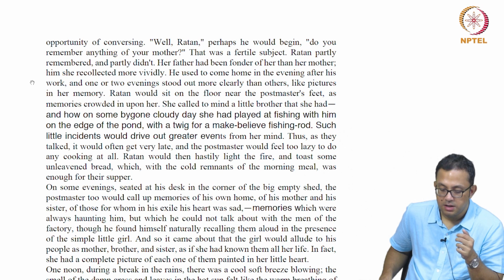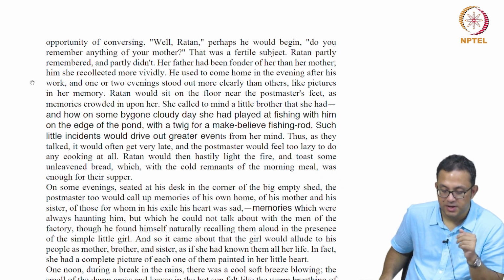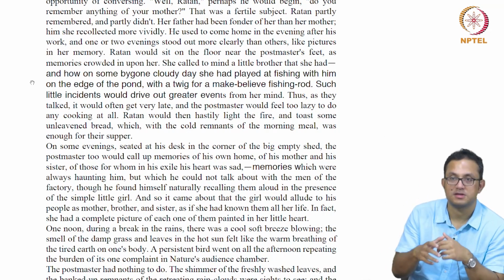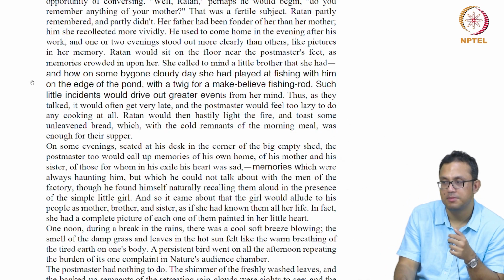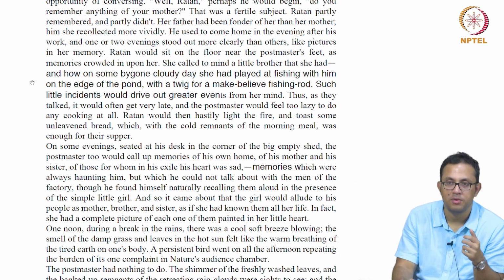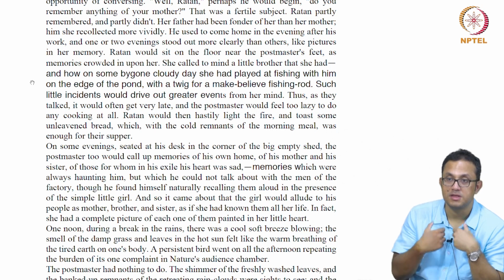So it came about that the girl would allude to his people as mother, brother, and sister, as if she had known them all her life. In fact, she had a complete picture of each one of them painted in her little heart. So this is very, very interesting, how kinship is established through memory, or through recollection of memory. So the postmaster would narrate memories of his mother, sister, and presumably other members of the family to the little girl, and also his brother. And he would tell more and more stories every single day, till the point came that the little girl, Ratan, imagined herself to be part of the family.